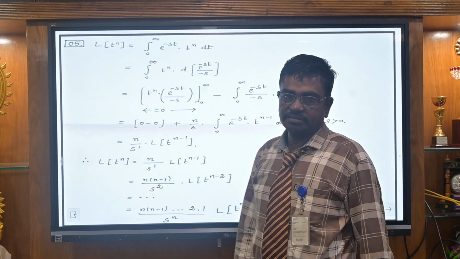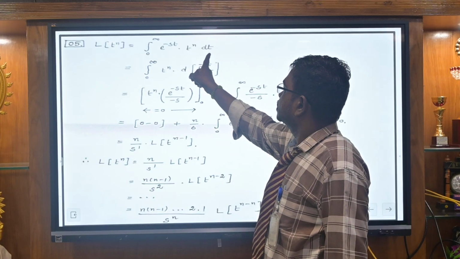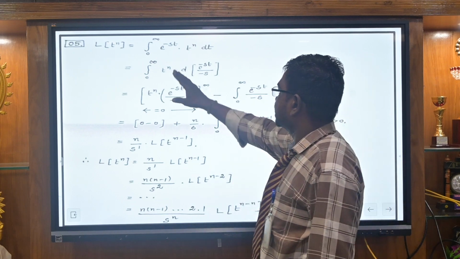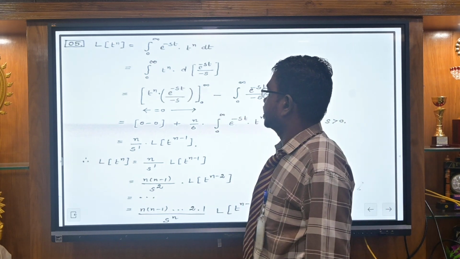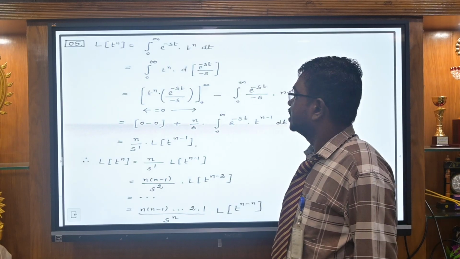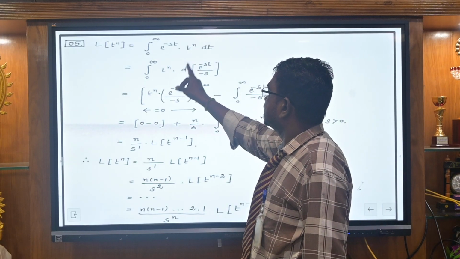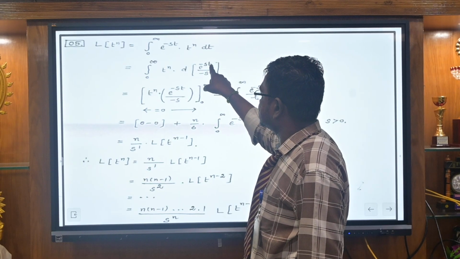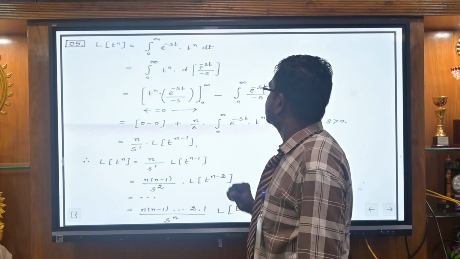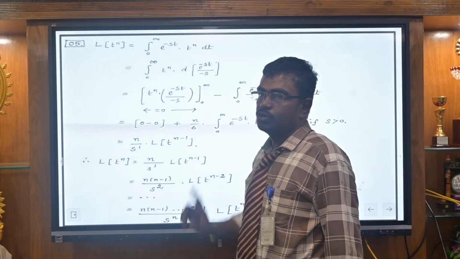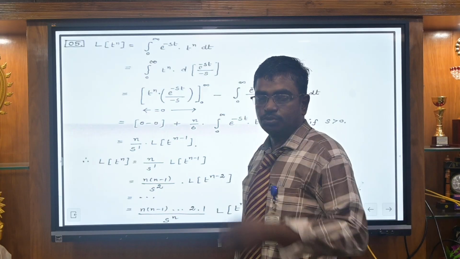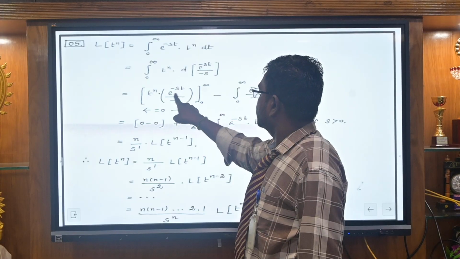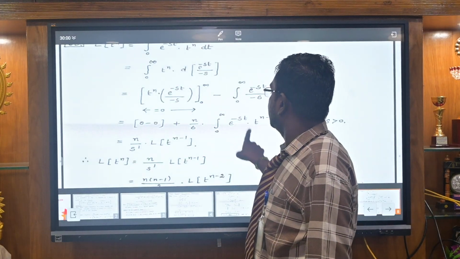So L of t power n. For t power n we can use the integration by parts formula. So integration by parts, we can separate the u dv method. I will take the integral of u dv. So integral 0 to infinity t power n, and v is e power minus s t by minus s. Suppose we differentiate e power minus s t by minus s, we get e power minus s t dt. So integral of u dv equals uv minus integral v du. Therefore, uv minus integral v du.